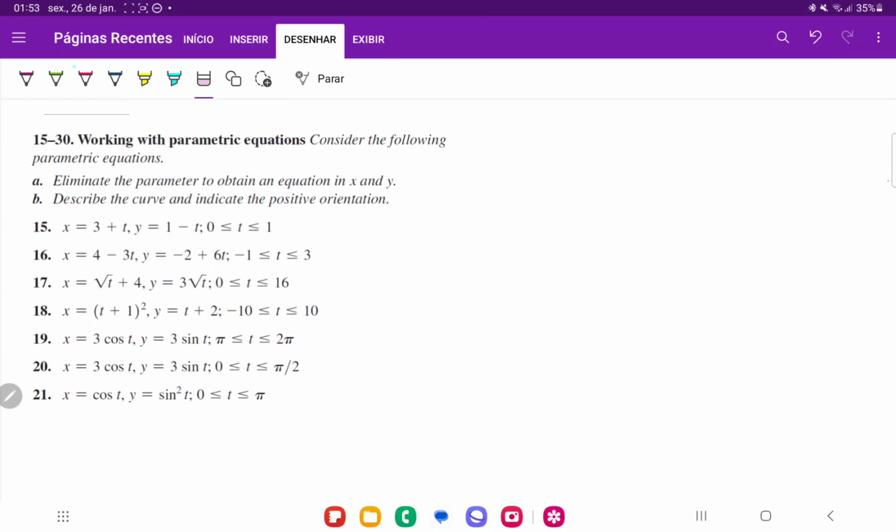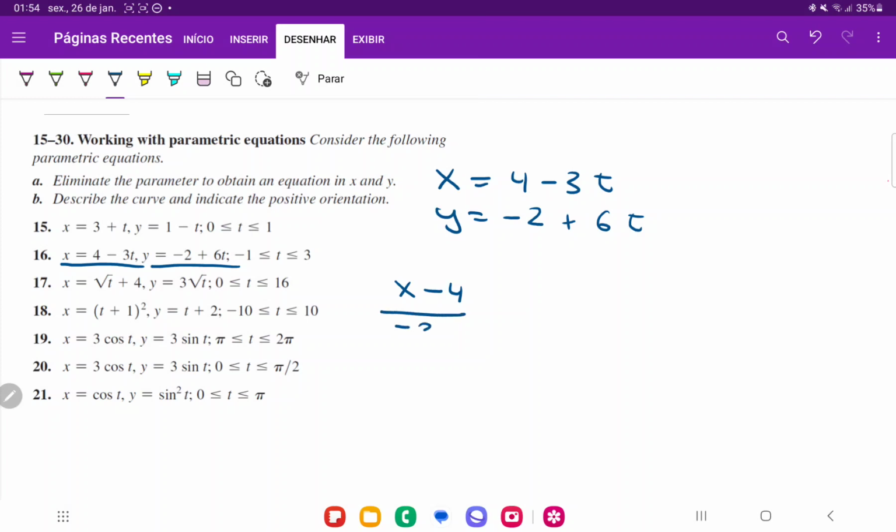rid of t. So for 16, x is equal to 4 minus 3t, and y is equal to minus 2 plus 6t. So we're going to take the first equation and isolate t. I'm going to do x minus 4, so I bring the 4 over to the left-hand side, and then divide everything by minus 3 to isolate t. So (x minus 4) divided by minus 3 is equal to t.